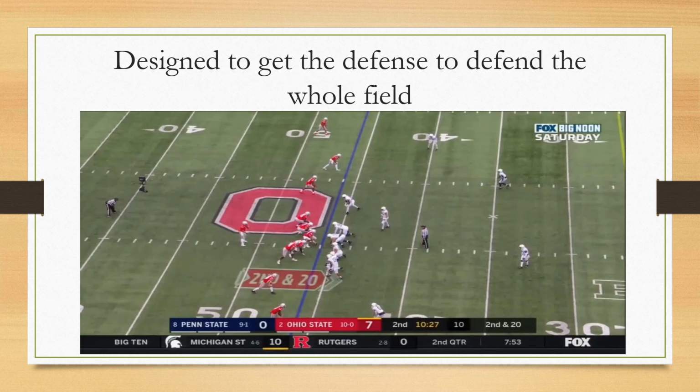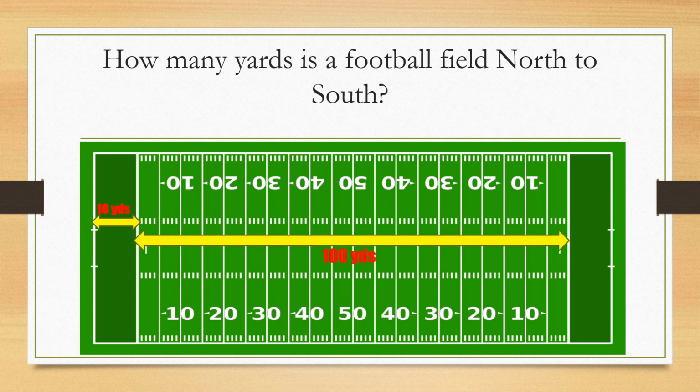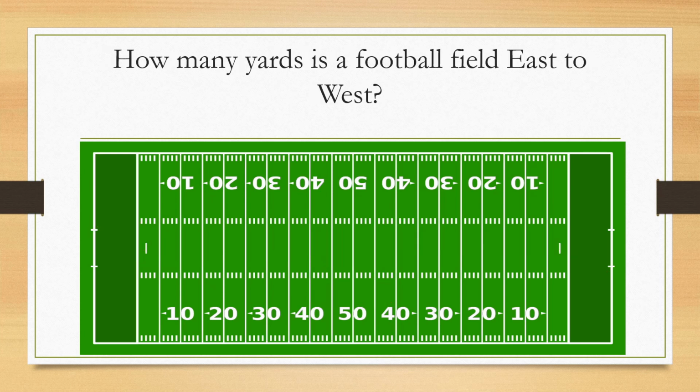So, let's talk about how the spread offense is designed to get the defense to defend the whole field. Let's start with a question. How many yards is a football field north to south? Well, each end zone is 10 yards north to south. The football field is obviously 100 yards from goal line to goal line. And the other end zone is also 10 yards. This gives us a total of 120 yards north to south.